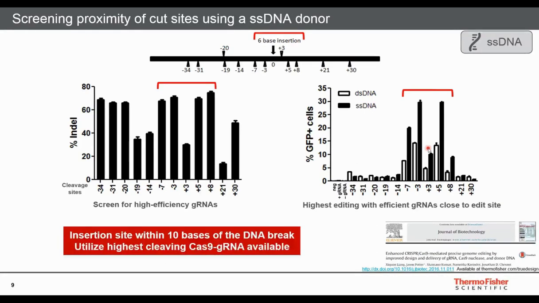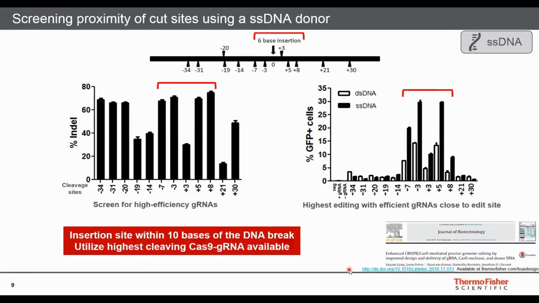So, to summarize these data, the rule sets that we've developed and the learnings we have from this is that we would recommend using an insertion site within 10 bases of the DNA break, or have your engineered nuclease cut within 10 bases of your intended insertion site, and to use the highest cleaving Cas9 guide RNA, or the highest cleaving nuclease available to cut this particular loci.